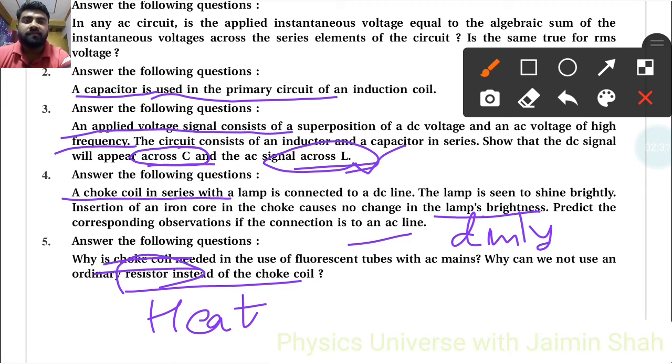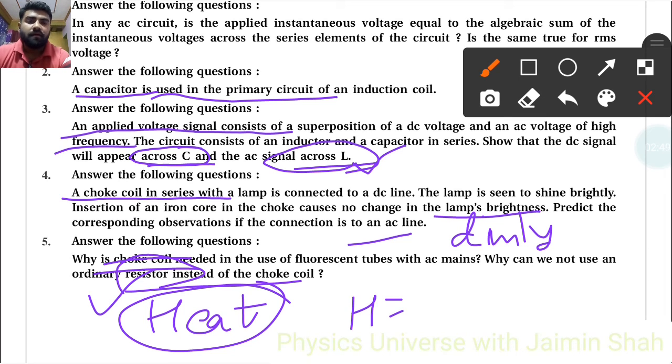But if we use a resistance, then because of current flowing through the resistor, heat will be produced, and that is our loss, that is power loss. But a choke coil isn't wasting so much power in comparison with the resistor, because the resistor is changing that power to heat energy, and that formula is I square R.